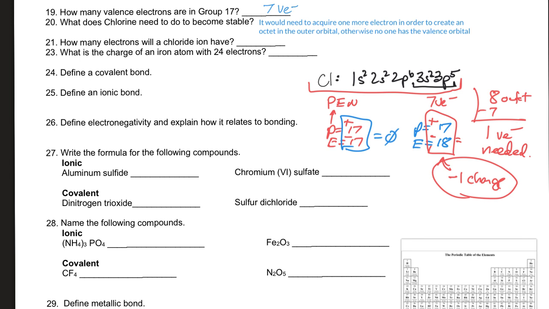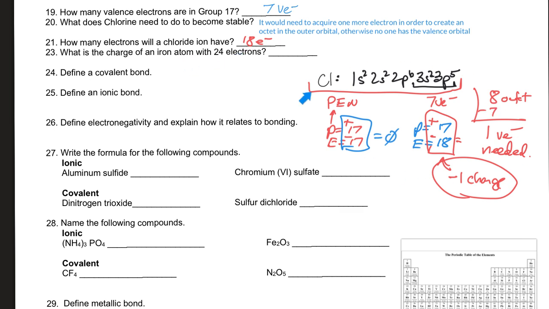It would have 18 electrons. Number 22 seems to not be on the page, but let's keep going to 23. Let's take a look at the next question here. What is the charge of an iron atom with 24 electrons?